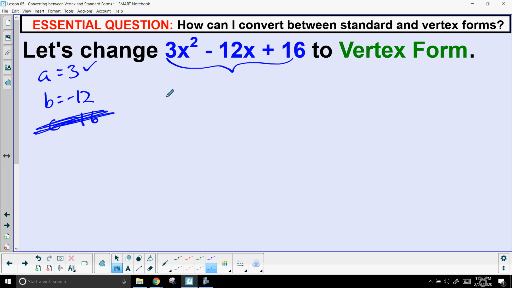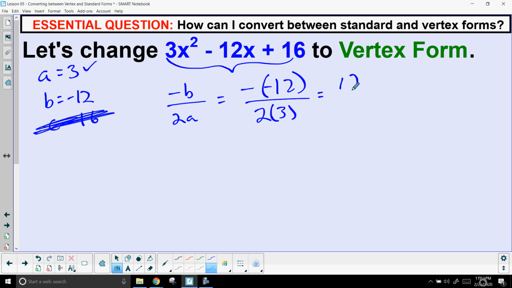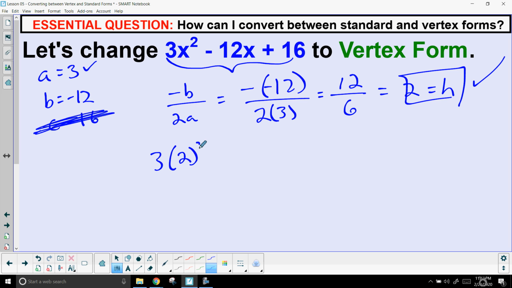Using B. Here we go. -B over 2A. Plug in what you know. Over 2A. 3. Two negatives make a positive. 2 times 3, 6. 2 equals H. Plug it in. 3. Use parentheses when you substitute. Can't say that enough in this class.